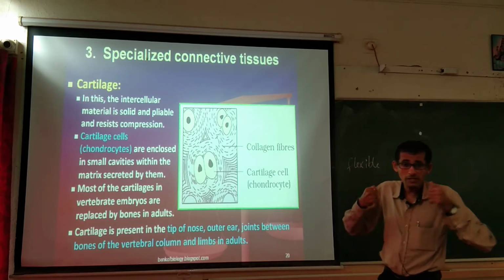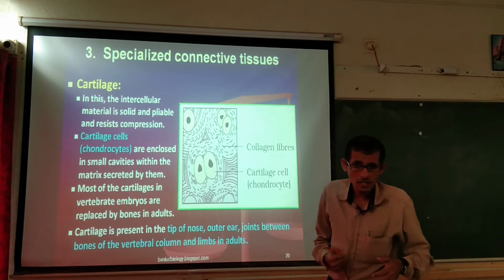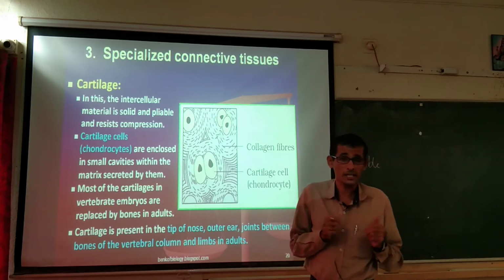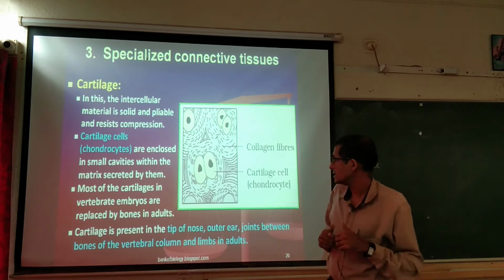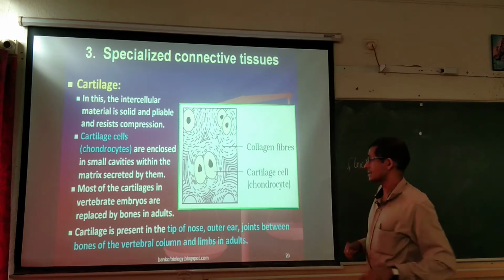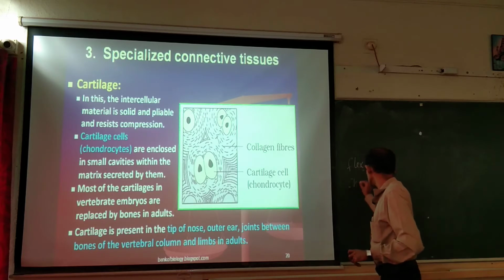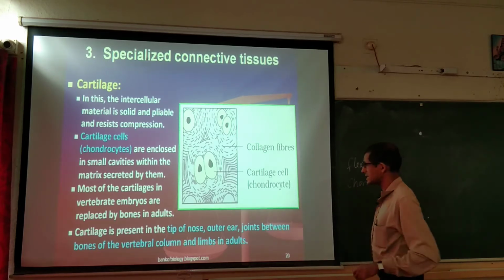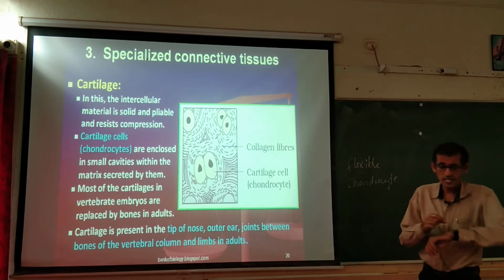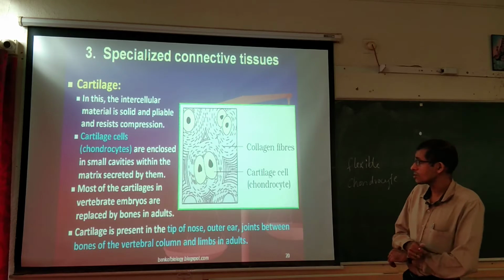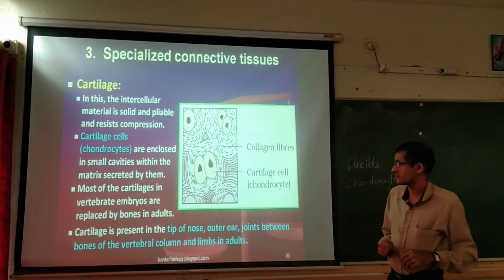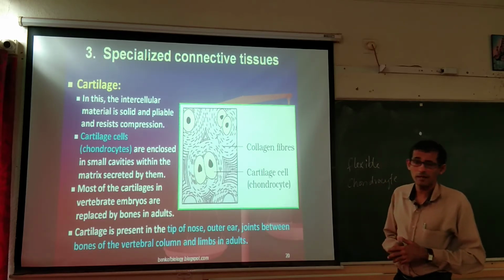So, if you compress it, nothing happens, if you bend it, nothing happens, it does not get cut, because it has flexibility and pliability. Then the cartilage cell is called chondrocyte. Chondrocyte refers to cartilage cell, which is enclosed in small cavities within the matrix secreted by them.